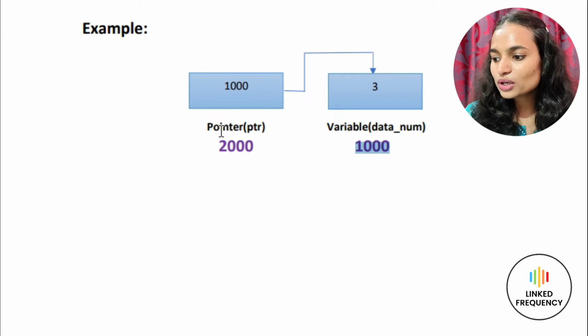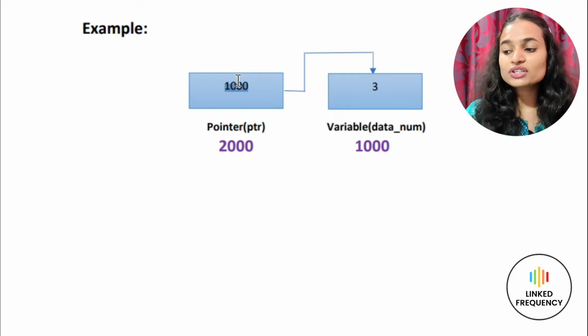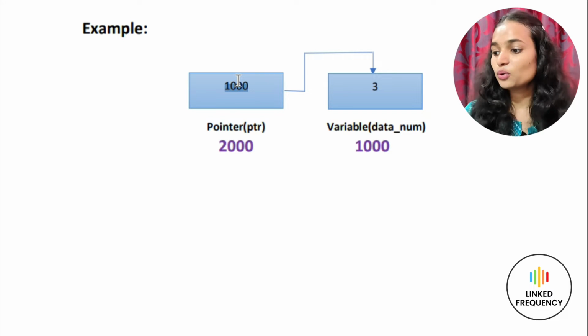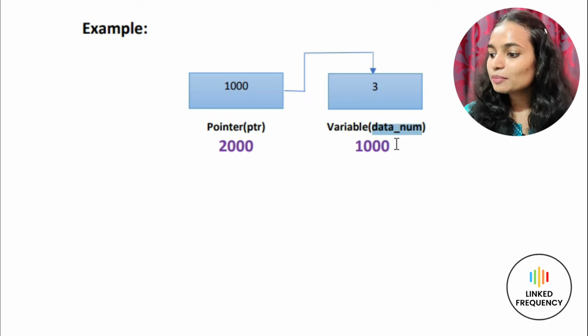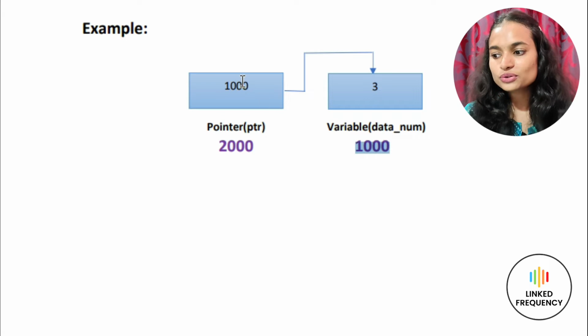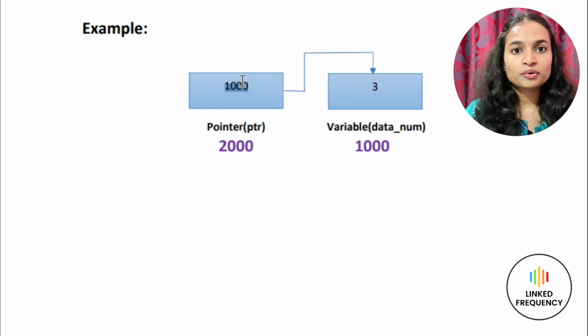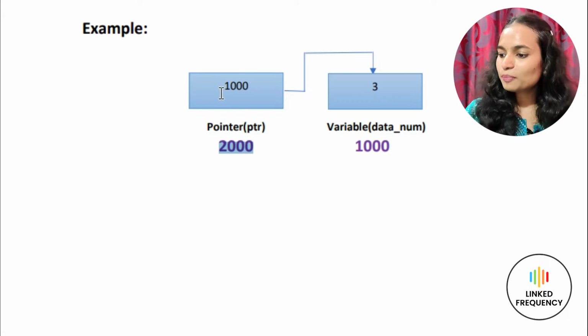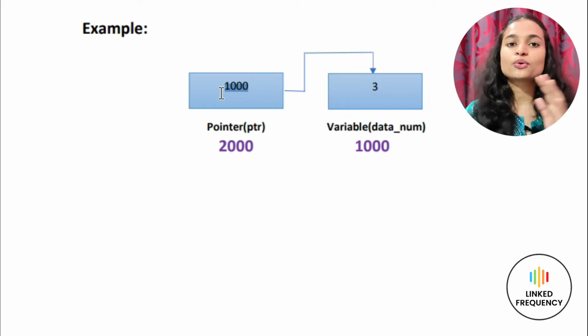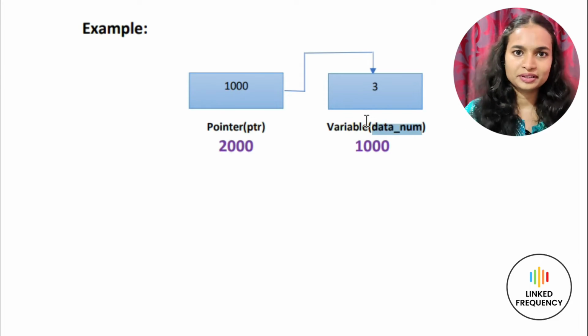Now, let's move on to the pointer. The pointer stores the address of another variable basically. So here our other variable is nothing but data_num. data_num has an address of 1000, so that value is stored in the pointer. And the pointer itself is stored in memory at the 2000th location. So in short, you can say that a pointer is a variable that basically stores the address of another variable.